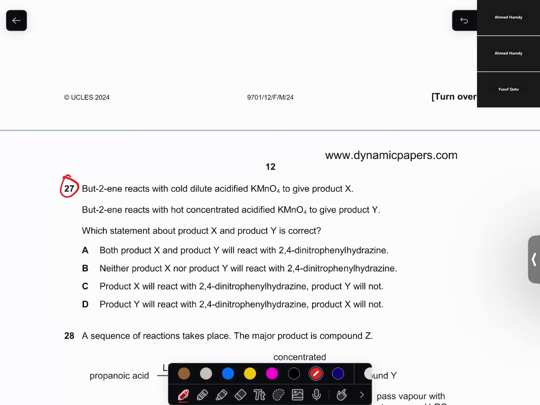Number 27, butene reacts with diluted acidified KMnO4 to give X. Of course, with acidified KMnO4 it gives alcohol.